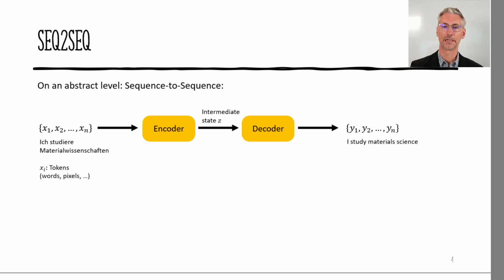On a very abstract level, what we want to have is a sequence-to-sequence setup. So, for example, we start with our German sentence, and this is some sort of representation of input variables x. More generally, we will consider these as tokens that could be words or parts of words or even pixels. We put this into some sort of encoder that generates some intermediate state z. Some decoder takes such an intermediate state and outputs a different sequence that could, for example, be our English sentence.